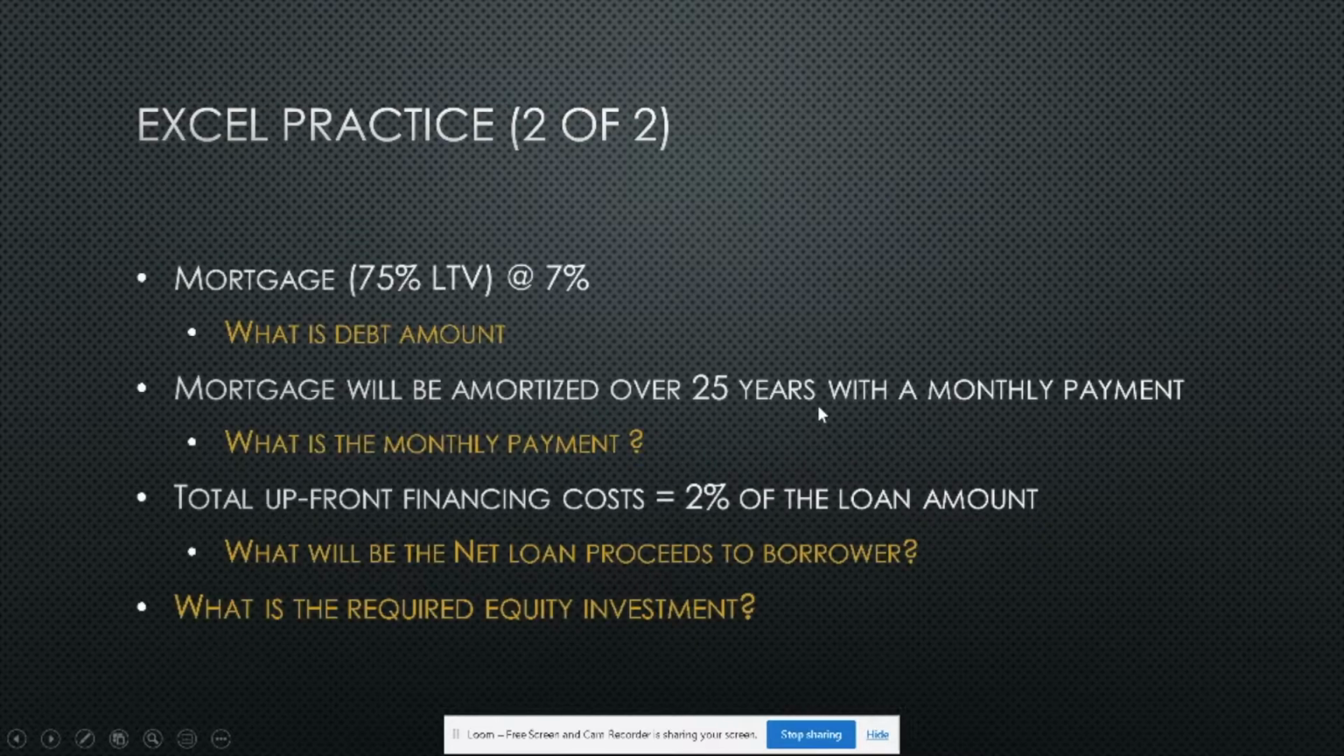You'll be expected to calculate the mortgage LTV at 75% at 7% interest rate, the debt amount, the monthly payment amortized over 25 years, the upfront cost of 2% of the loan, the net proceeds, and the equity investment. I'm going to jump right into Excel so we can get this problem started.